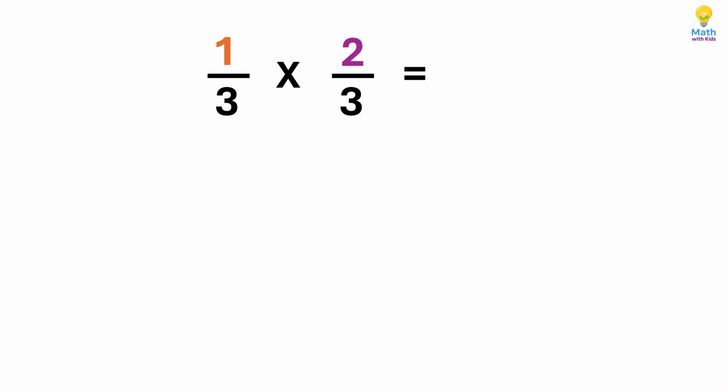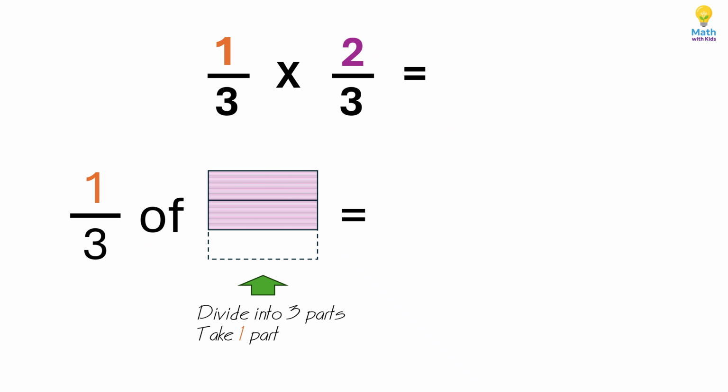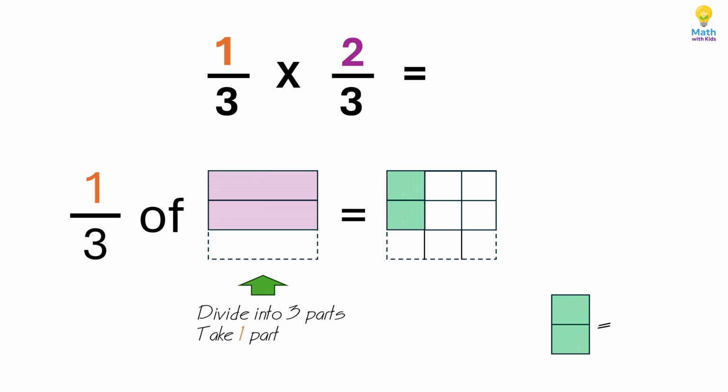Let's look at one more example. 1/3 of 2/3. This time, we'll use a square unit to represent the whole number 1. Now we want to find 1/3 of this purple area. To do that, we divide the purple area 2/3 into 3 equal parts and take one part. So we divide it into 3 parts and select just one part. These selected green parts are our final result.